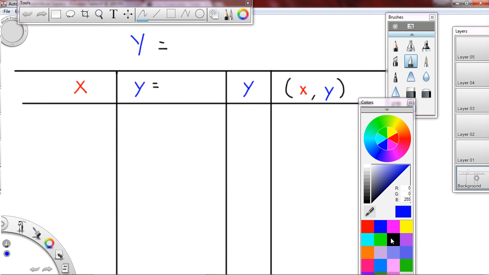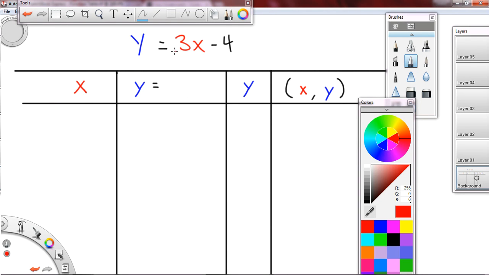This time we're going to do something that's a little more difficult. So this time I'm going to say y equals 3x minus 4. So our function of x, what we're going to do is we're taking some number x, we're going to multiply it times 3, and then we are going to subtract 4. And once we've done that, we get this other variable y.